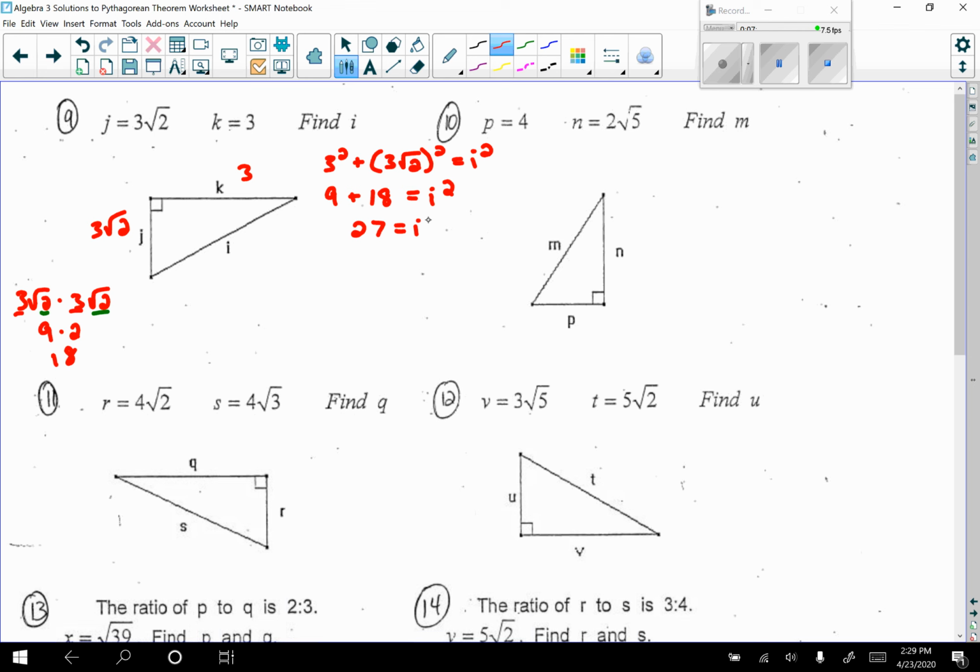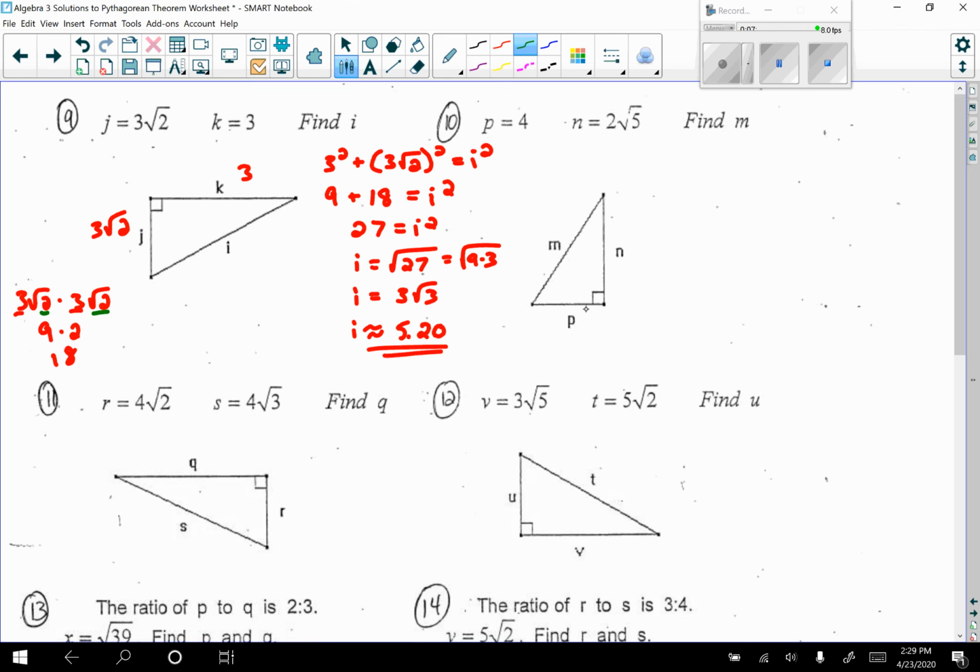i squared is going to equal 27, so i is going to equal square root of 27, which is 9 times 3, so i is equal to 3 radical 3, and then that's approximately 5.20. Now notice here it's actually a 5.196, but that 6 is rounding that 9 into a 10, so we could really say that 6 is rounding that 19 into a 20. So it's 5.20 as the approximate value.